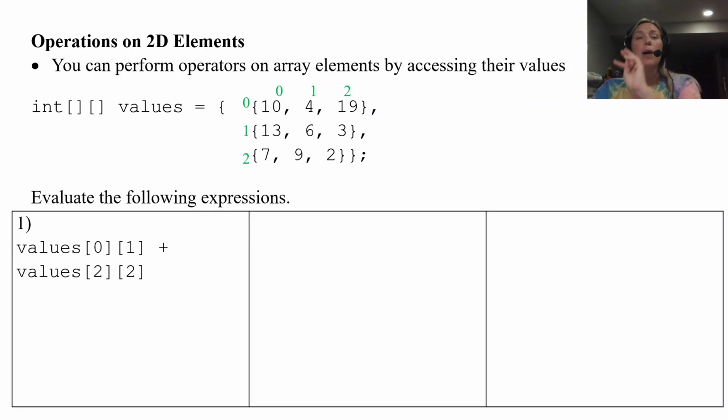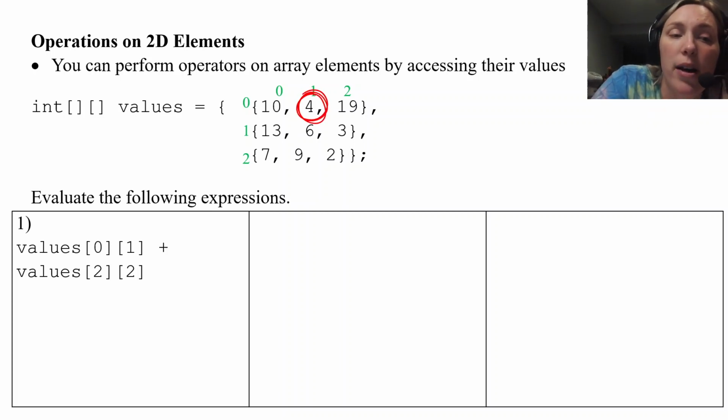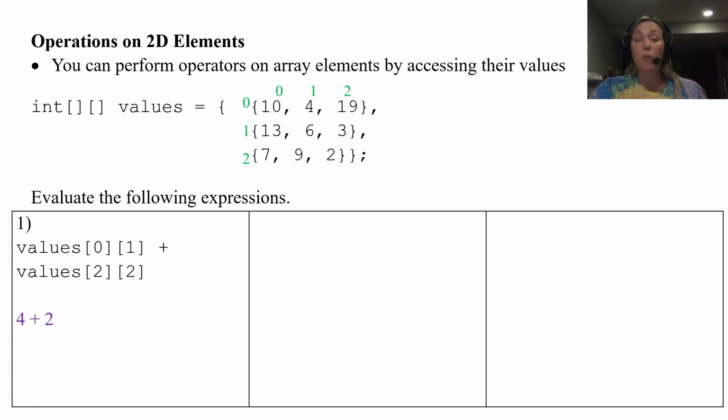Okay. So I have three problems here. Evaluate the following expressions. As always, pause, try it, and then press play when you're ready to see the answer. You can see here I'm adding two values together, 0, 1, and 2, 2. So 0, 1 is going to be element 4, and 2, 2 is going to be element 2 right here. So I take a 4 plus a 2, add it together to get 6, and that's going to be the answer to that expression.